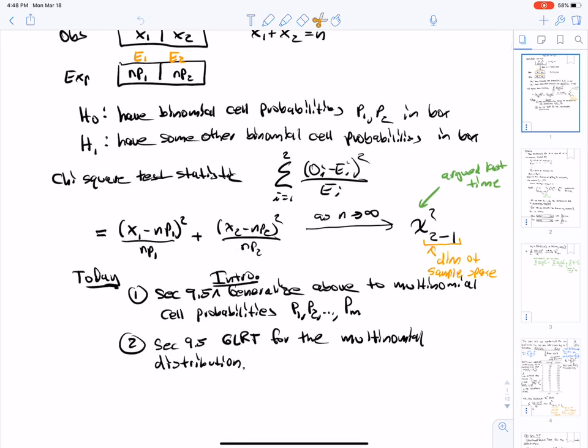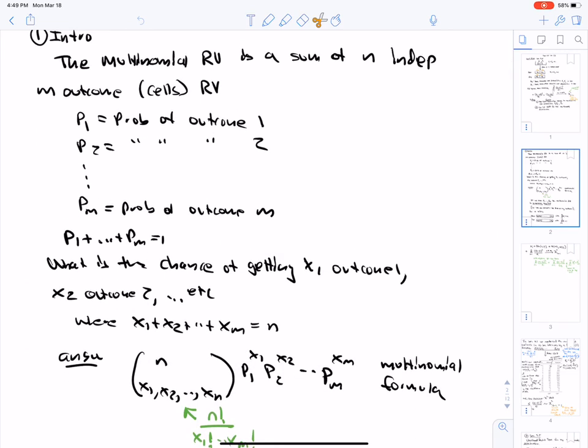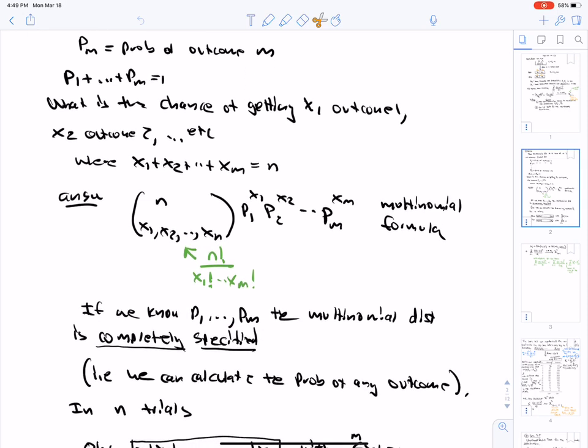Today we're going to further introduce these ideas, looking at multinomial cell probabilities P1 to Pm, and then we're going to really start section 9.5 on the generalized likelihood ratio test for multinomial distributions. So the multinomial random variable, we have a sum of n independent m outcome cells with probabilities P1 to Pm. They add up to 1. We're asking what's the chance of getting x1 outcome 1 and x2 outcome 2 and so on, where the sum of the xi's is n, and the answer to that is from the multinomial formula.